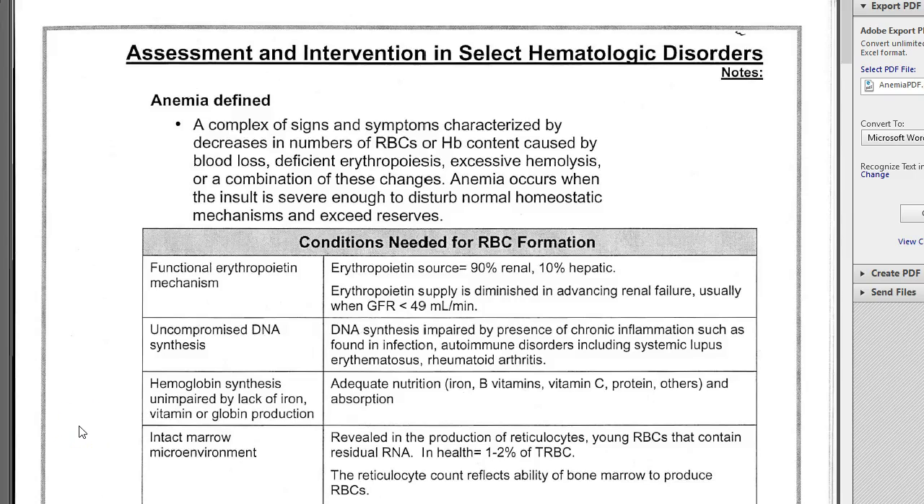Quick lecture about anemia. I always start off saying quick and it winds up being a little bit longer than quick, or it's not quick.